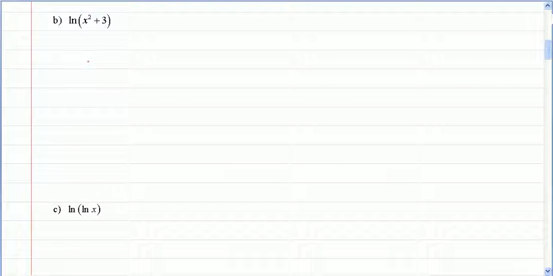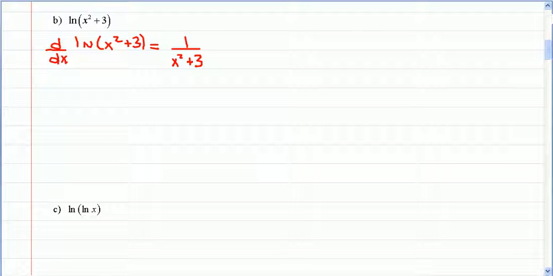For part B, the ln of x squared plus 3. So I want to take the derivative, so I write d dx of the ln of x squared plus 3 is equal to 1 over x squared plus 3. But then I have to take the derivative of the denominator x squared plus 3, which is equal to 2x. So that my final answer is 2x over x squared plus 3.